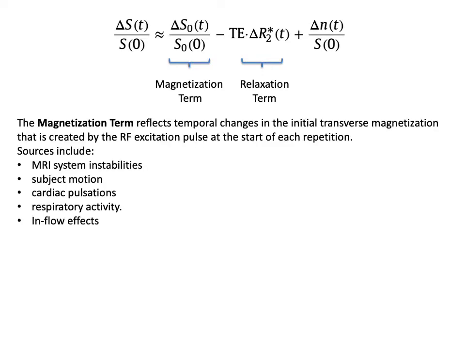Fluctuations in the magnetization term reflect temporal changes in measurements of the initial transverse magnetization at each location. This in turn reflects changes in local proton density and spin history effects, as well as susceptibility-induced distortions. Sources of variability include MRI system instabilities, subject motion, cardiac pulsations, respiratory activity, and inflow effects.